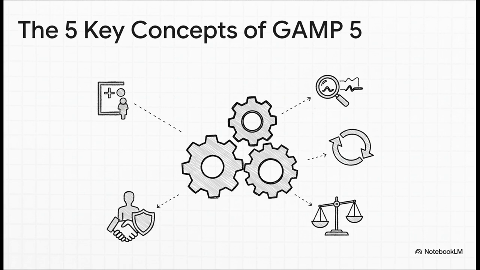GAMP 5 pushes us away from a rigid, one-size-fits-all mindset. Instead, it's all about a more flexible approach. It's about really understanding your product and process, looking at the system's entire life cycle, and using a science-based approach to risk. That way, you can focus your energy and your validation efforts where they matter most, on patient safety, product quality, and data integrity.